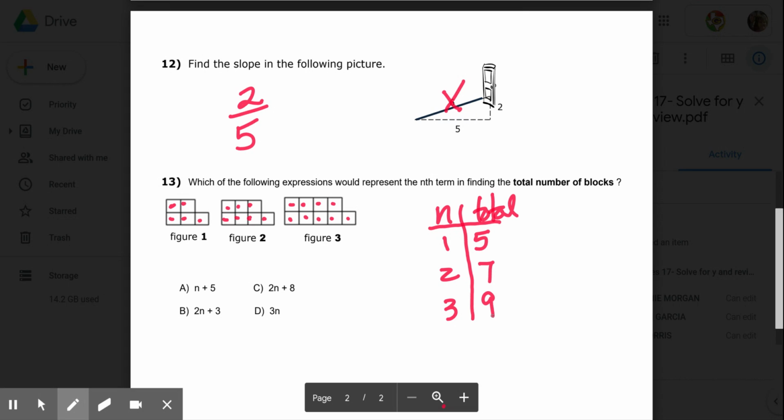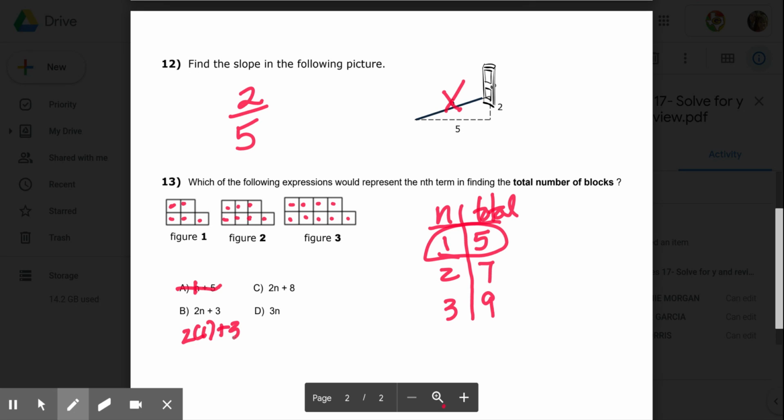So what we can do then is we can try to put a 1 right here. So 1 plus 5, that gives us 6. We need, when n is 1, to give us a 5. So it's not going to be that one. Letter B, we have 2 times 1 plus 3. So 2 times 1 is 2 plus 3 is 5. Ooh, that one may work.